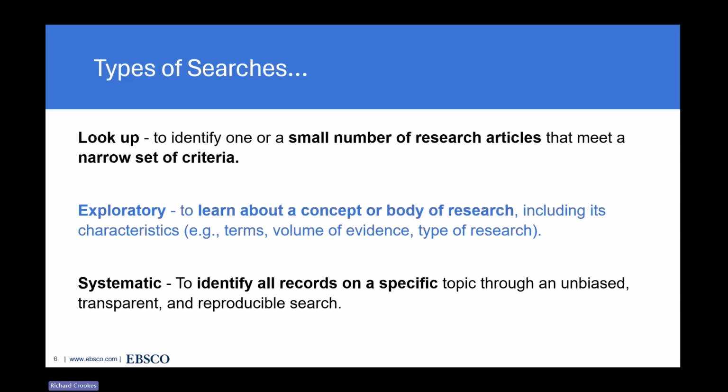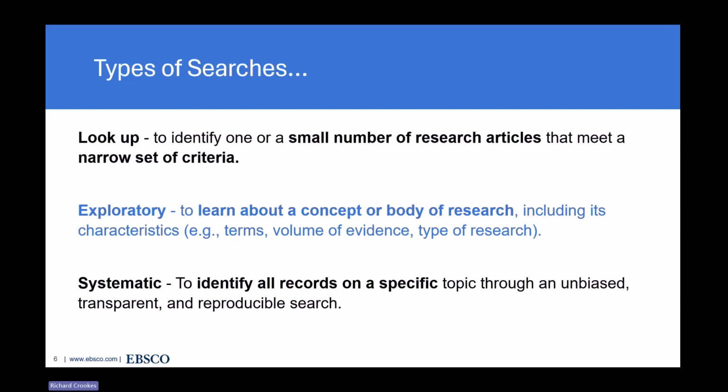So it could be a simple lookup. You identify one or a small number of research articles that meet a narrow set of criteria. It may be in relation to retrieval of specific facts, incidence, prevalence, and so on, or an answer to a specific question. It could also be more exploratory, where you're learning about a concept or body of research, including its characteristics, the terms used, the amount of evidence that's out there, the type of research that's been done before, and so on. So it could be more like a general scoping search.